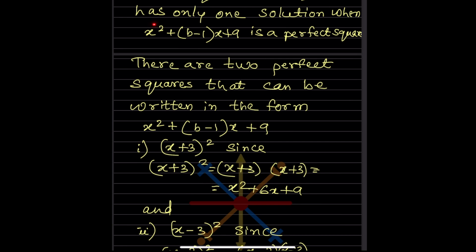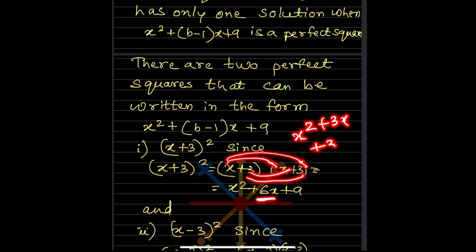Can you see here, we take the first and the last term. So what will that be? x plus 3 whole bracket square. x plus 3 whole bracket square will be x plus 3 into x plus 3. When you multiply this, x square plus 3x plus 3x plus 9. So 2 times 3x is 6x. So we are going to get x square plus 6x plus 9.